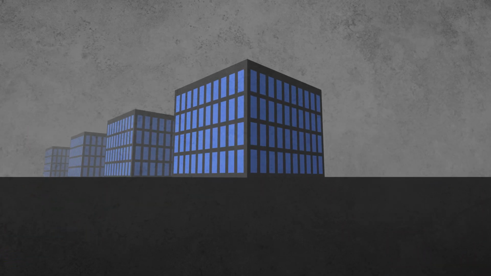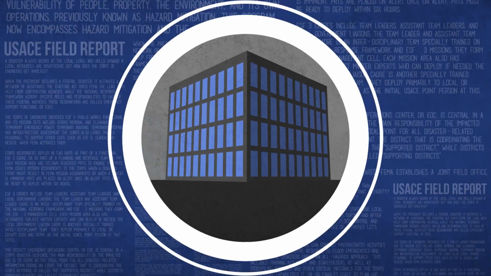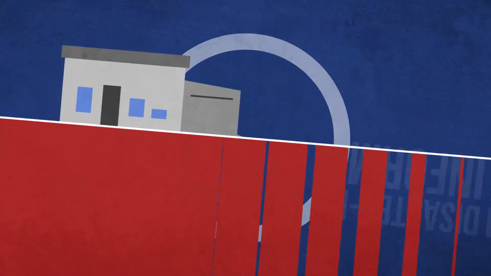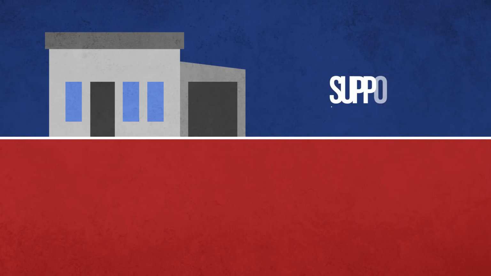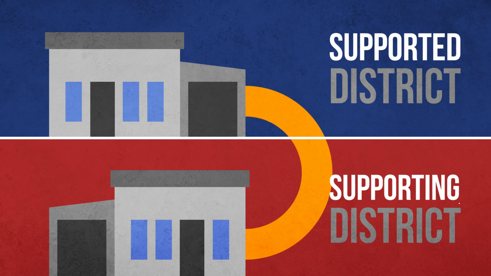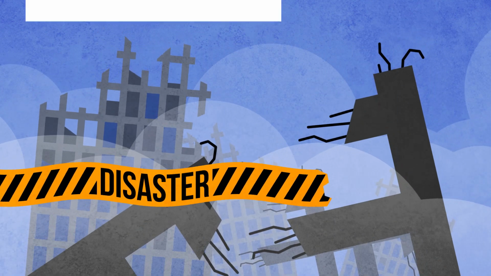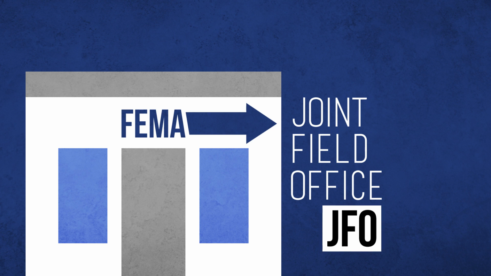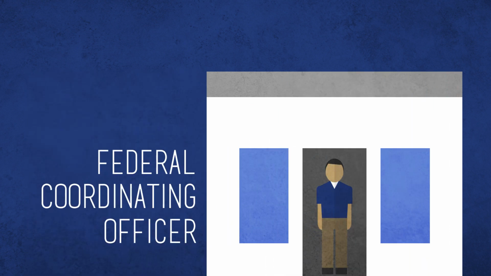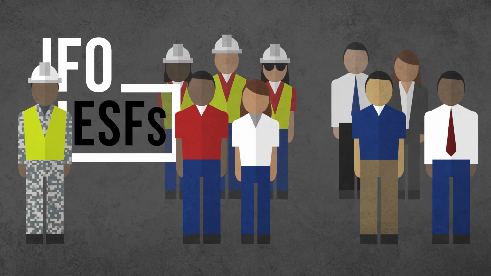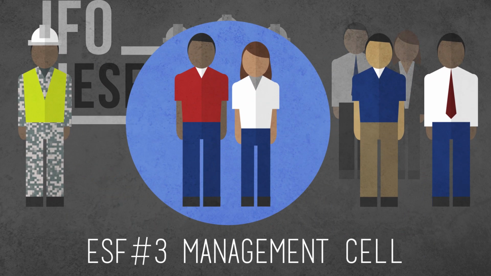The main responsibility of the impacted EOC is to serve as the focal point for all disaster-related information during an event. The district that is coordinating the Corps response is called the supported district, while districts providing support are called supporting districts. When a disaster is declared, FEMA quickly establishes a Joint Field Office, or JFO, near the event location and assigns a federal coordinating officer as lead. The JFO houses all ESFs supporting the response, including the ESF-3 Management Cell.